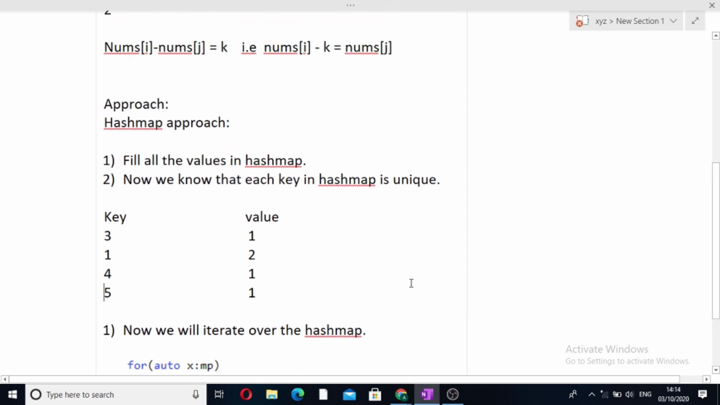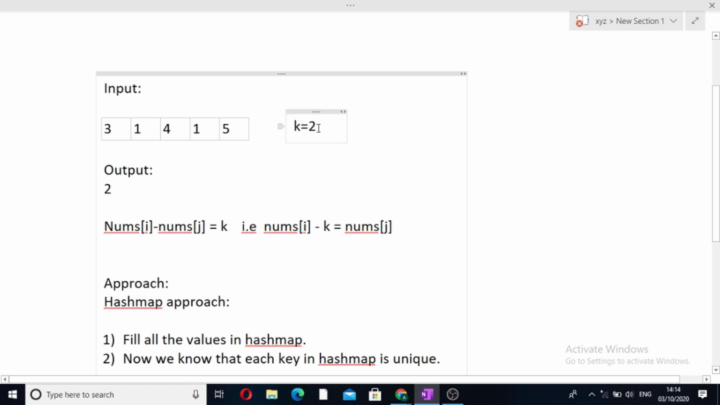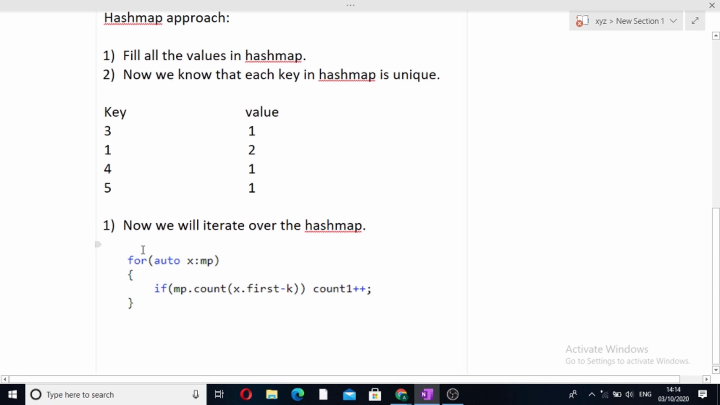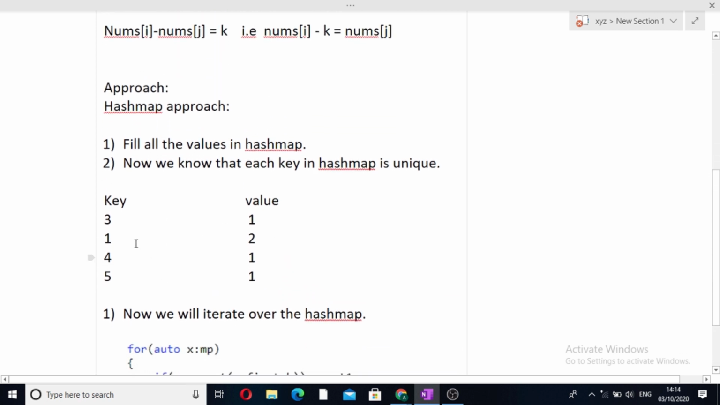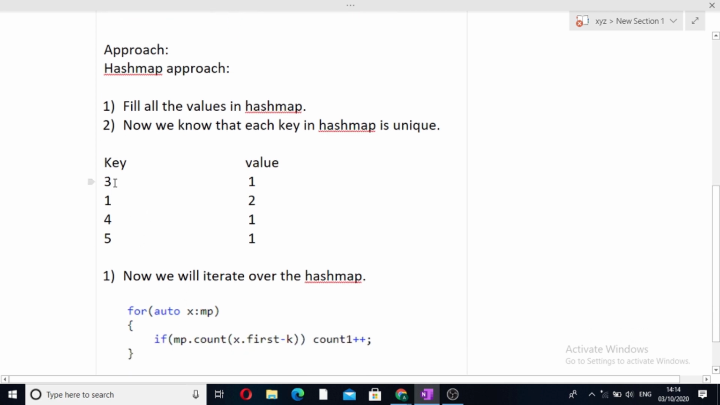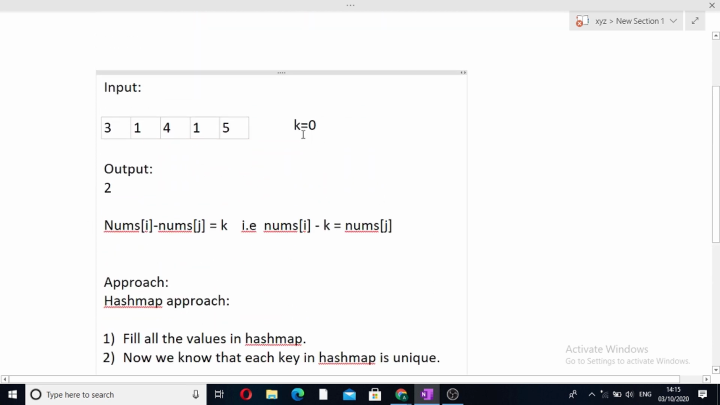So this was the case when our k was greater than 0. But what if our k is equivalent to 0? In that case, this approach of iterating the hash map might fail. Because see, if our k is 0, assume that we are iterating the hash map. So when we are at 3, we will do 3 minus 0 which is equal to 3. So in this case 3 minus 0, which is equal to 3, already exists in the hash map. So it will give us count plus plus, that is we will take 3 into account also. So this case will fail if our k is equal to 0.